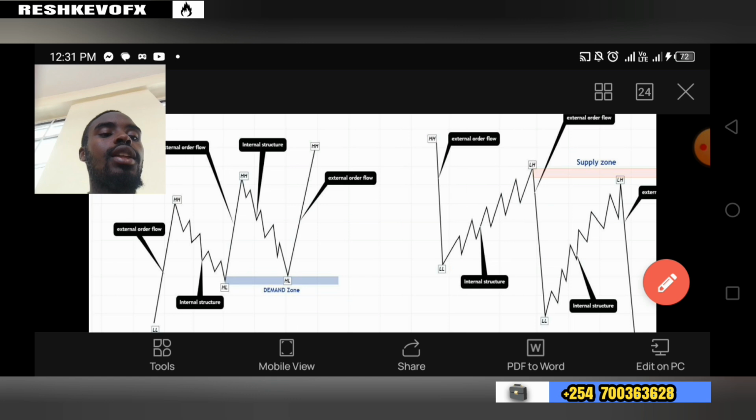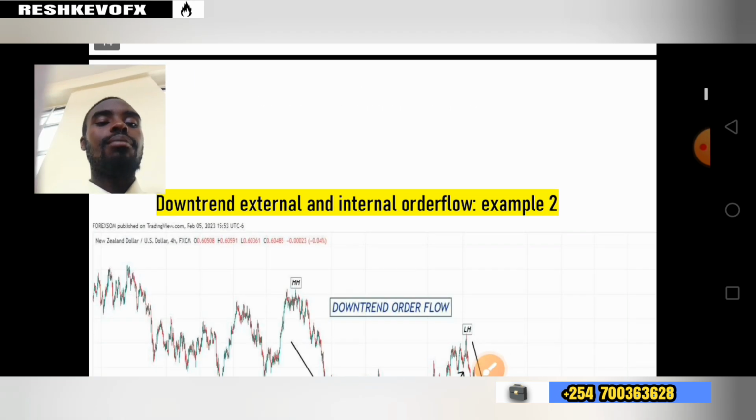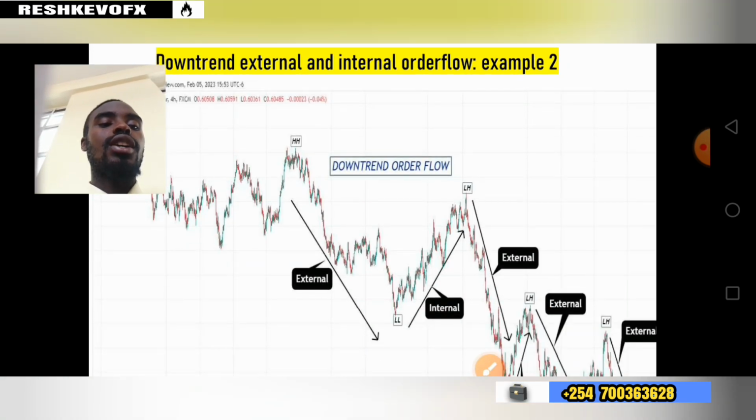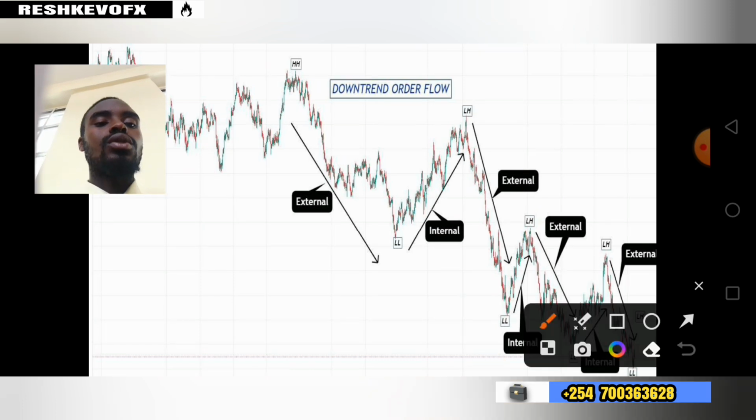Traders, that is fantastic. Let's move to this example, using the chart right now, guys. This is what we are talking about. This is external, where there is a move.